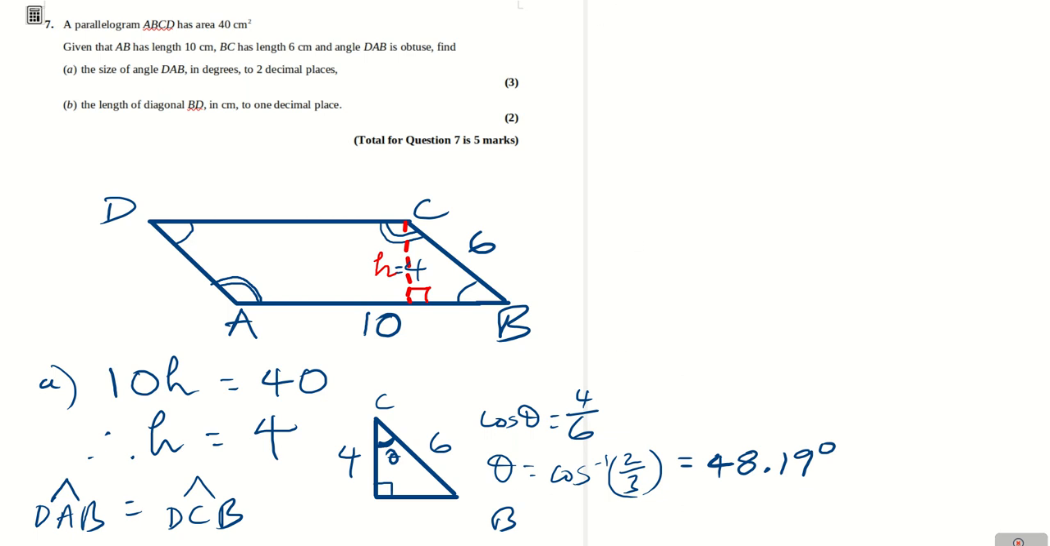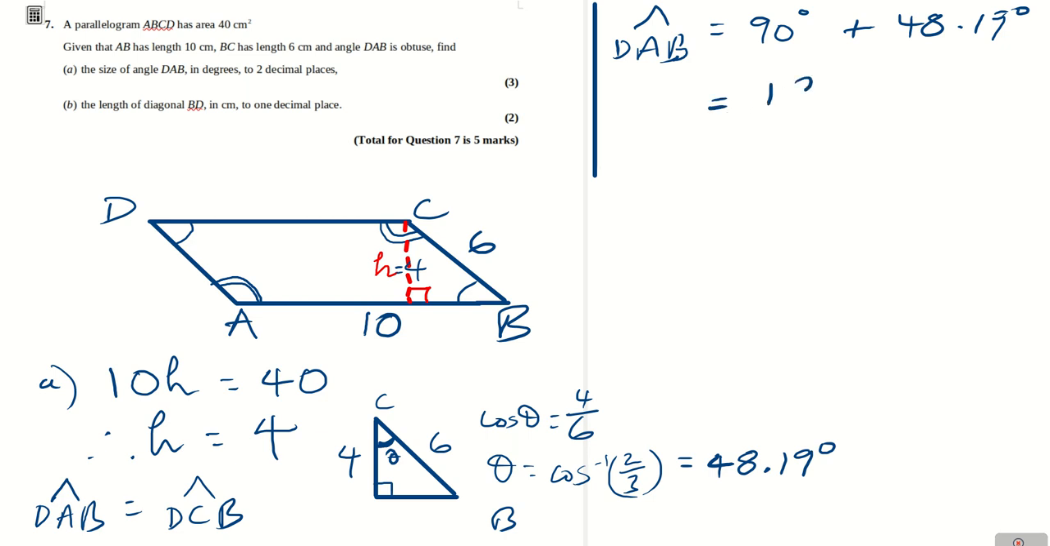And what we can do then is we can say angle DAB equals 90 degrees plus 48.19 degrees, and that comes to 138.19 degrees, and I've done that to 2 decimal places, which is what they want.